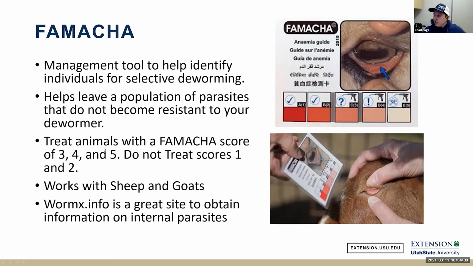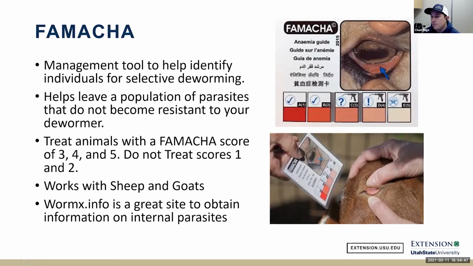With FAMACHA, we look at the mucous membrane of their eyes, which is the indicator of how anemic they are, and we score them depending on how red or pale it is. If they score a 3, 4, or 5, we treat them with our dewormer. If they score less than that, that's not to say they might not have a parasite burden, but they seem to be doing well, so we don't want to treat them. But treating is very important, especially the 4s and 5s, because these animals can go downhill pretty fast.